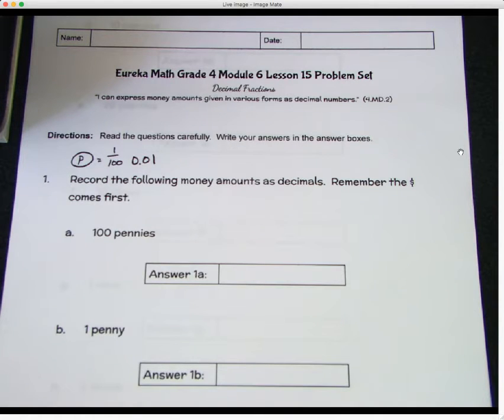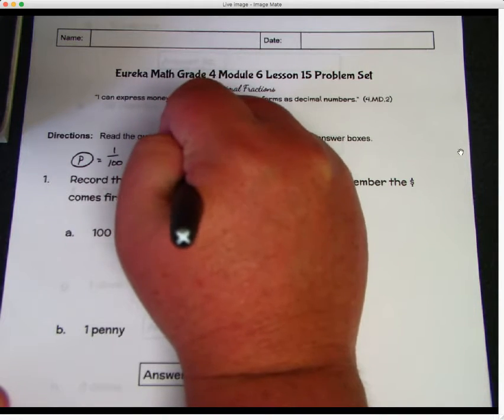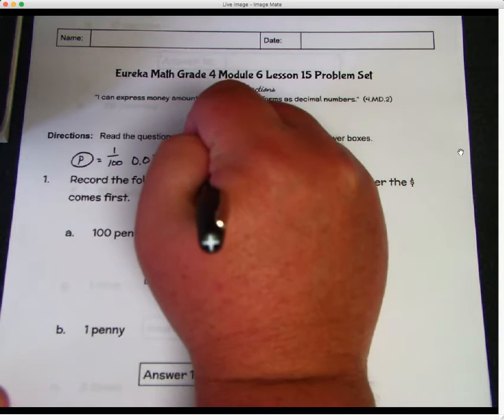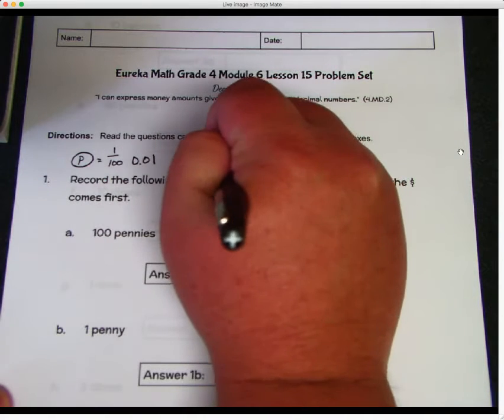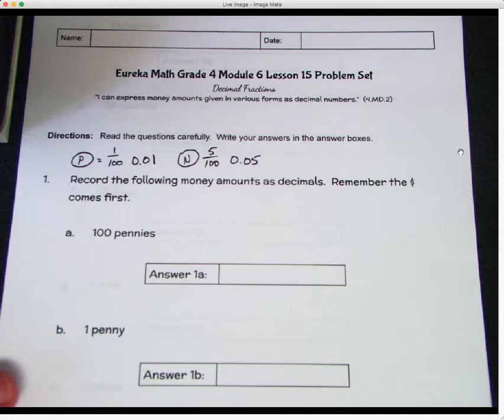Okay? A nickel is 5 times that much. A nickel's worth 5 cents, and it's worth 5/100ths. A nickel is 5 out of 100. It's worth 5 pennies, basically. And as a decimal, what does 5/100ths look like? It looks like that. 5/100ths.